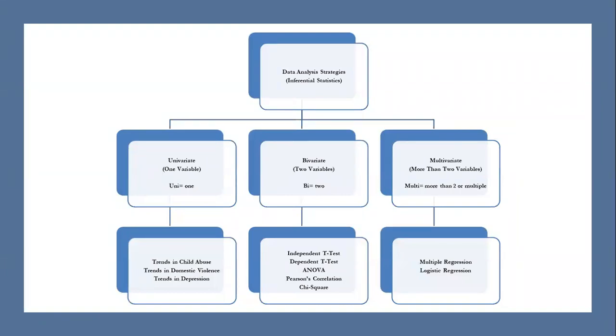Here's a summary of all of the different types of analyses that we've discussed. Keep in mind that univariate analyses examine only one variable, uni meaning one. Bivariate analyses examine two variables, bi meaning two. And multivariate analyses examine more than two variables, multi meaning more than two or multiple.